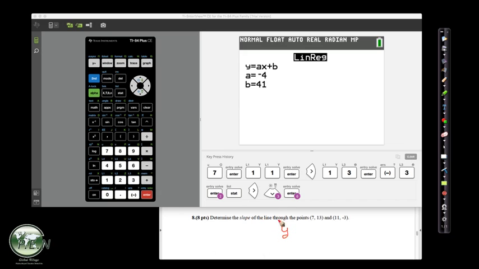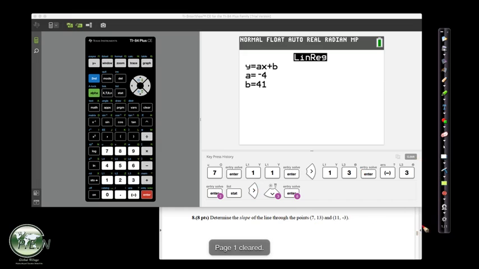Oh, well, they don't actually want the equation of the line. Okay, so they just want the slope. The slope is the a value. So the slope is equal to -4. We're done. That's it. Good enough. So let's keep going.